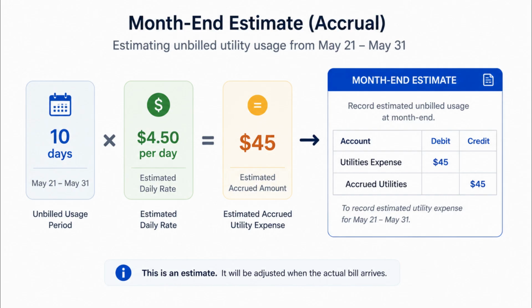Let's say the estimated rate is $4.50 per day. So your accrual becomes 10 days times the $4.50 per day, or $45. For your adjusting entry, you debit your utilities expense for $45 and you credit your accrued utilities for the same.